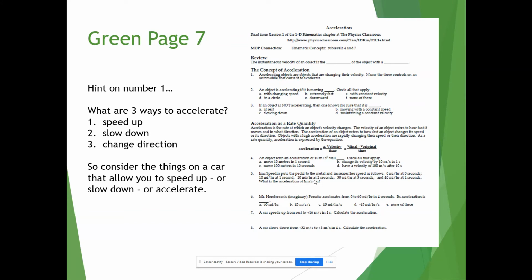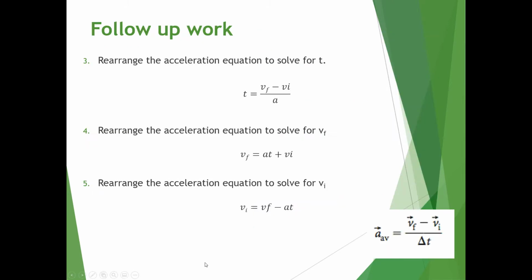So when we left off in the last video, we were having you do a couple of rearranging equations as well as looking at this green page 7. So continuing on from there, we have rearranging the equations. If you rearrange the acceleration equation to solve for t, you will end up with VF minus VI all over A. And it'll be important that you do that subtraction as a quantity. If you need to, put parentheses around the outside of that.